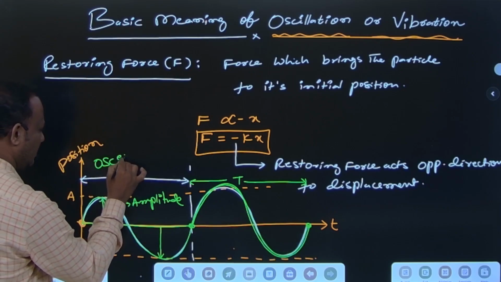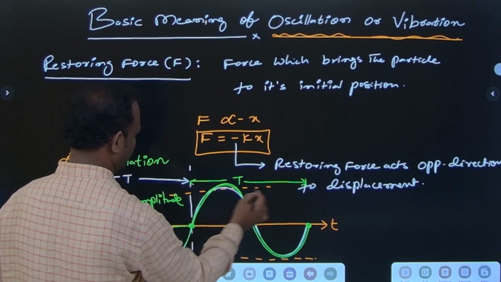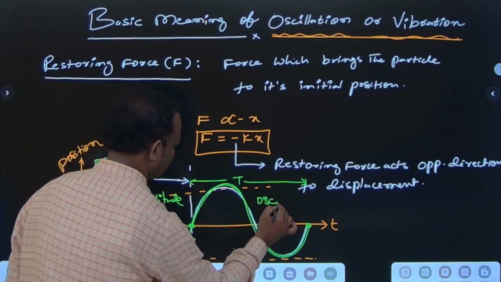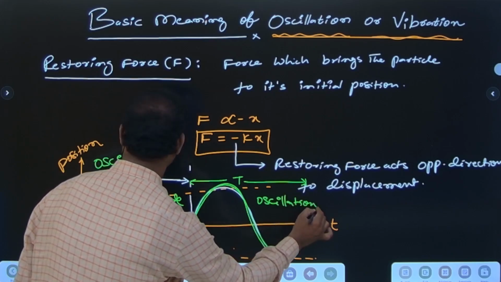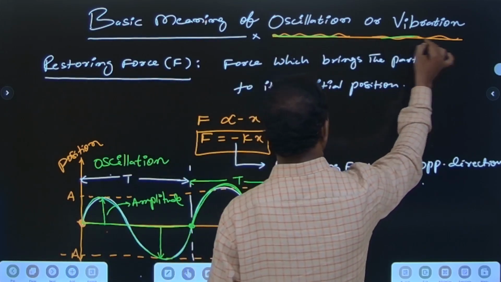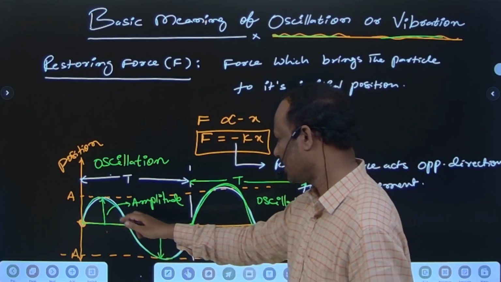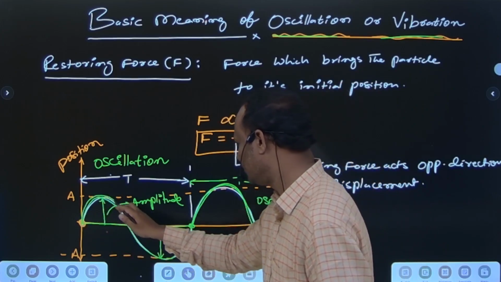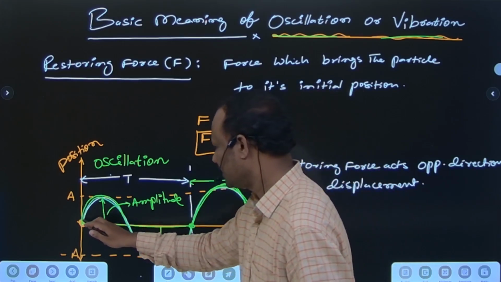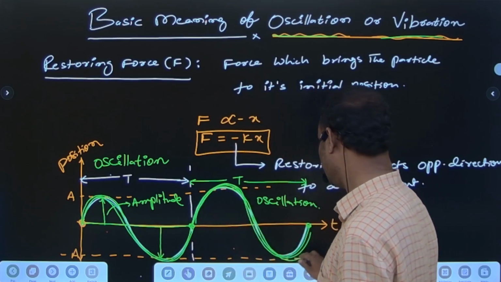This is one oscillation, and this is another oscillation. From here to here is one other oscillation. The maximum displacement from the mean position gives amplitude, and it has completed one oscillation. The time taken to complete one oscillation is called the time period. So this is also another time period.